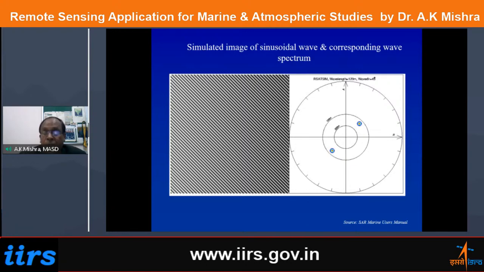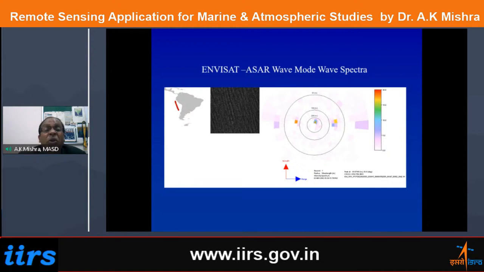So when you get real SAR wave data, in a similar way you can convert it into the frequency domain to get the wave direction and the wavelength information. This is continuously being processed and measured all over the globe, and this information can be given as an input to the ocean models.